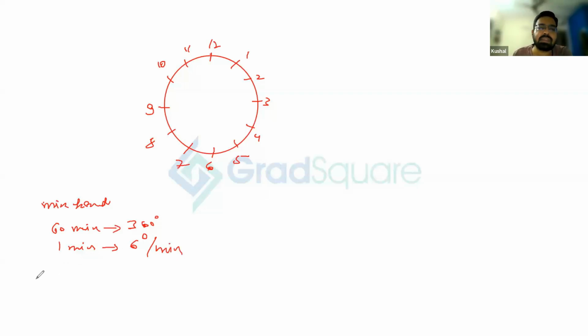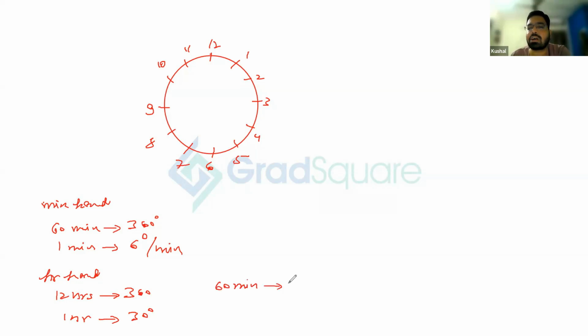Similarly, if I want to look at the speed of hour hand, in 12 hours, it will complete 360 degrees. That means in 1 hour, the hour hand will cover 30 degrees. Clear? Now, 1 hour is nothing but 60 minutes. So I can comfortably say that in 60 minutes, it's going to cover 30 degrees. That means in a minute, it is going to cover half a degree. So now I have the speed of both hour hand and minute hand available with me, which is 6 degrees per minute and half a degree per minute.